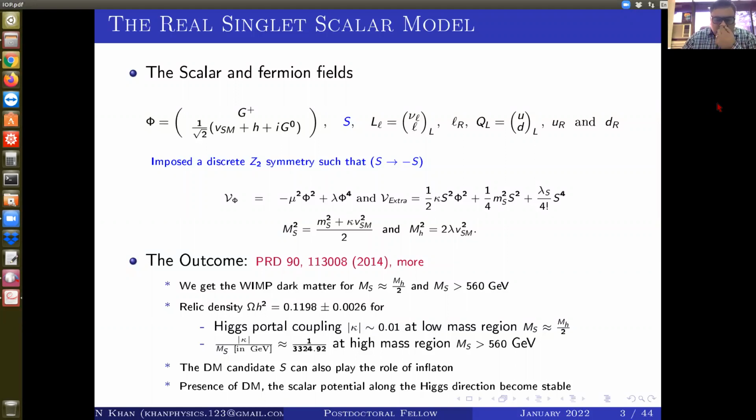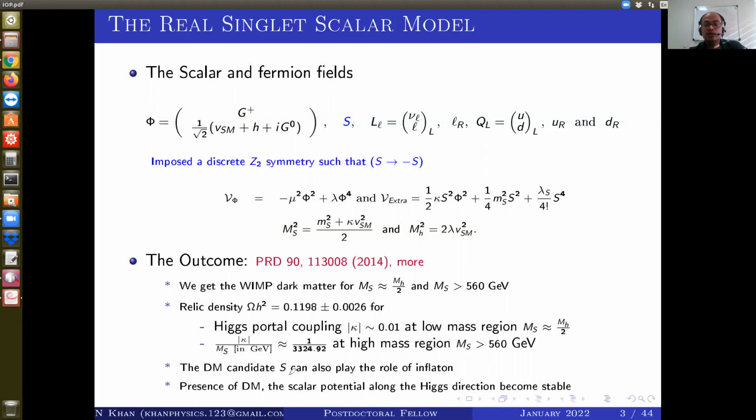What we get in the present scenario is that you can get the relic density for this model when the dark matter mass is near the Higgs resonance region, and when the dark matter mass is greater than 560 GeV. Most of this region is ruled out by present direct detection experiments. For the Higgs resonance region, the Higgs portal coupling is around 0.01, but for higher mass, if you satisfy this relation between the Higgs portal coupling and the dark matter mass, you can get the relic density within the 3 sigma range.